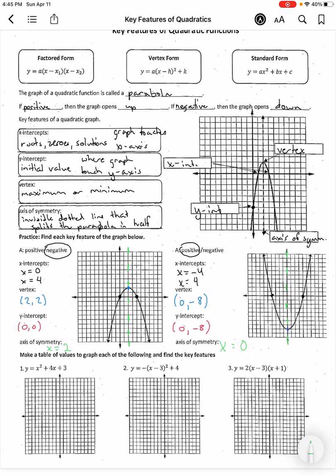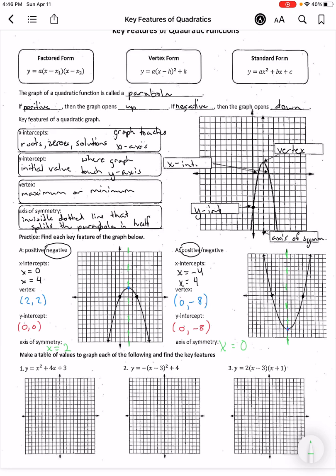All right. And now it asks us to make a table of values to graph each of the following and find the key features. Obviously, there's not a ton of space to do these things, but for the key features part, what we want to really do is just mark those, make sure we know where they are. And again, we don't have to find a table of values. We can actually just type the graph into our calculator.